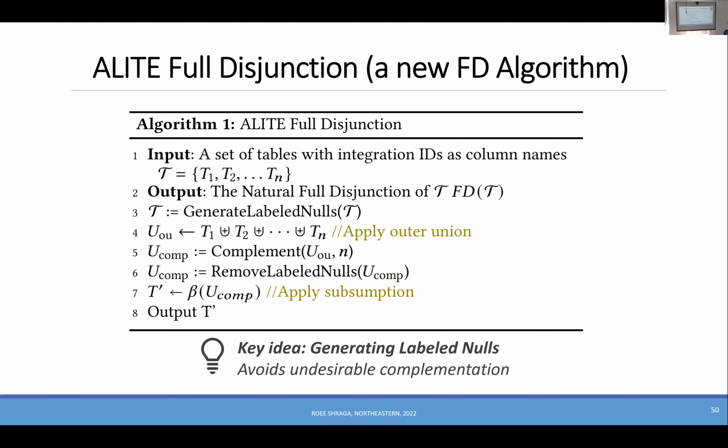Using complementation was introduced in the literature before. However, one of the main assumptions, and I referred to that before, was that the input doesn't have a null value. And I'm going to show you why our key idea in this algorithm, which is a simplistic one in generating labeled nulls, solves this issue.